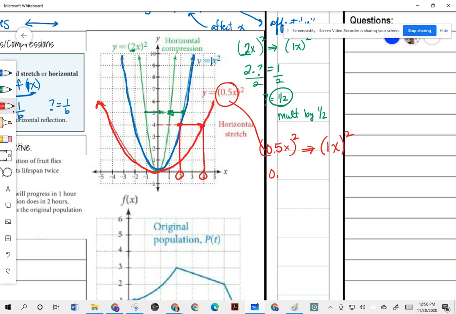So I'm taking 0.5 times what, and sometimes it's just easier to look at it as a fraction. 1/2 times what is going to give me a 1, okay? Because I want my coefficient to be a 1. Well, that means I've got to multiply by 2. And so my question mark, which is what I'm multiplying by, is 2. So this is going to be a stretch by a factor of 2, which means I'm taking every x coordinate and multiplying it by 2.